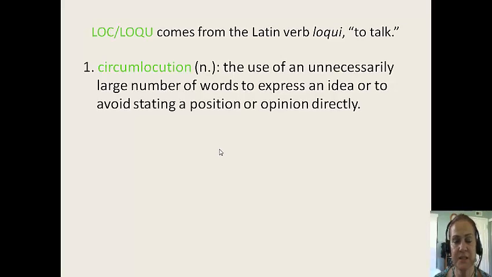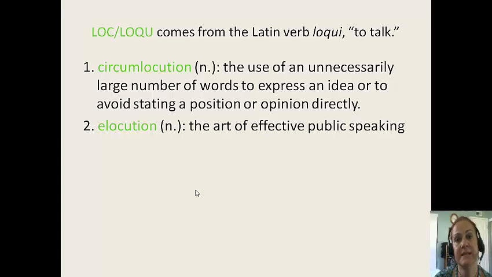The first one is circumlocution. If you break this word down, notice you have circum, like circle, loc, which is to talk. So circumlocution, and it's a noun. It simply means somebody that talks completely around a subject and never gets to the point. So they talk around the subject, don't get to the point.